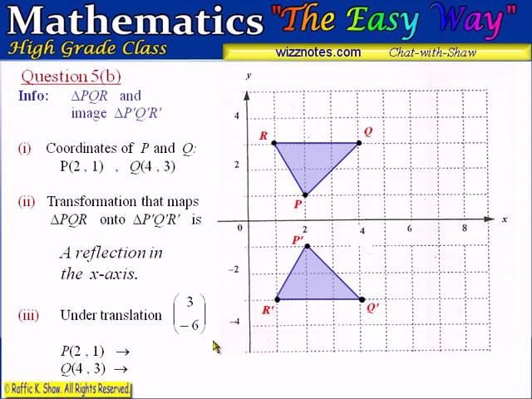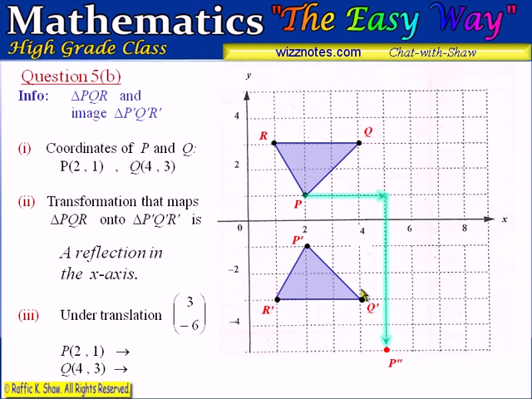Let's look at P first. P is going to move 3 units to the right and 6 units downwards, right? So if you look at this diagram here, it's 3 units to the right and 6 units downwards. So P double prime, let's call the image P double prime, will be right here. So it's 1, 2, 3 units to the right, and then 6 units down. 1, 2, 3, 4, 5, 6. So P double prime, the image of P under this translation, is right here. What are the coordinates of this point? That's (5, negative 5).